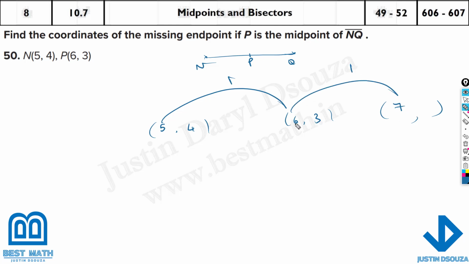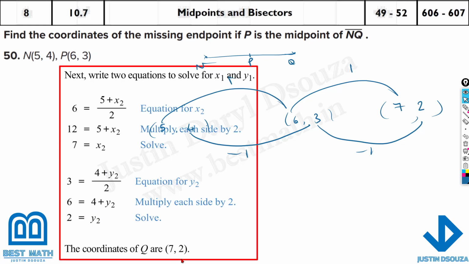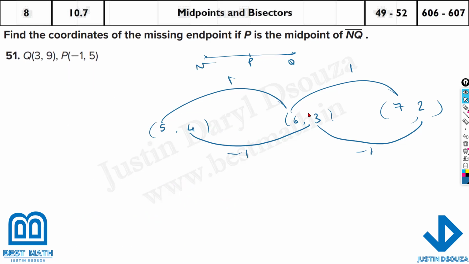It's 7. And now look over here, it's minus 1. So just do minus 1 here. It's going to be 2. 7, 2 will be the answer. You don't need to do any formula here. Answer is 7, 2. Yes, that's the answer. Let's move to the next problem.